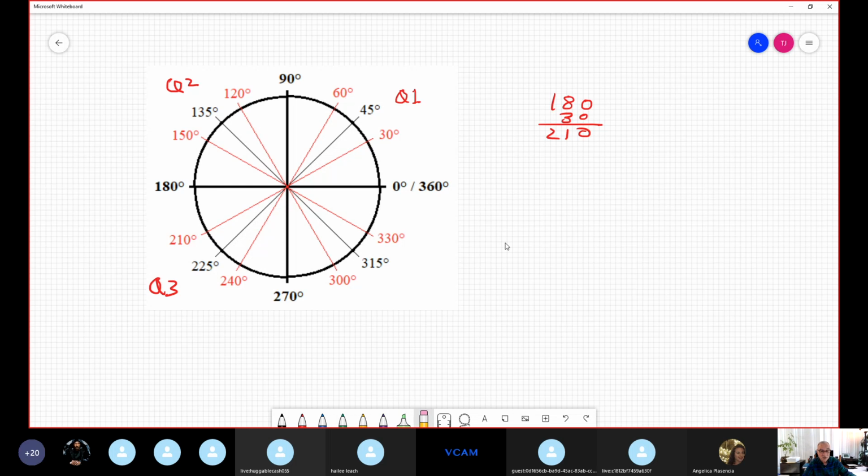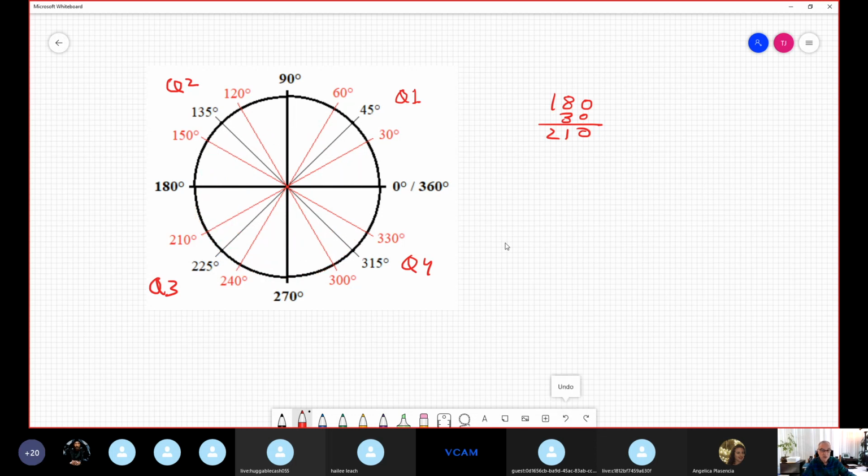And we continue in quadrant 4. 270 plus 30 is 300. This angle is 300, look, in the positive direction, of course, no? 270 plus 45 is 315. And 270 plus 60 is 330. Like this, in the fourth quadrant.